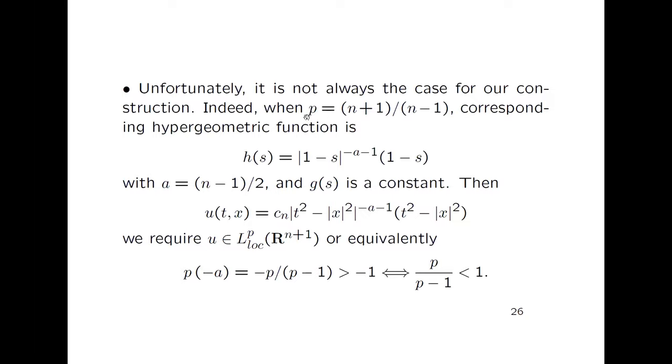In this case, the corresponding hypergeometric function is just an elementary function, a very simple function. You can see such a thing. By our construction, this is our tentative self-similar solution.